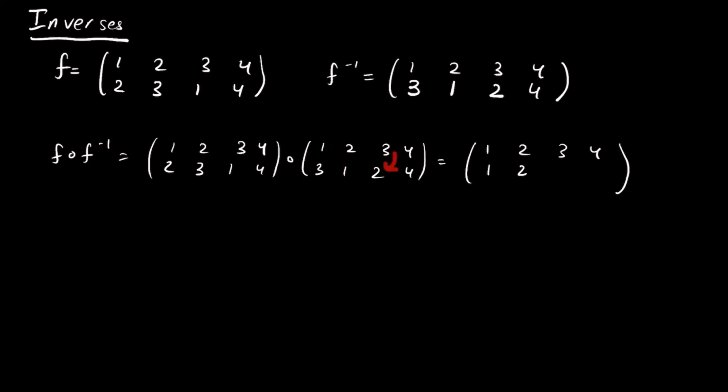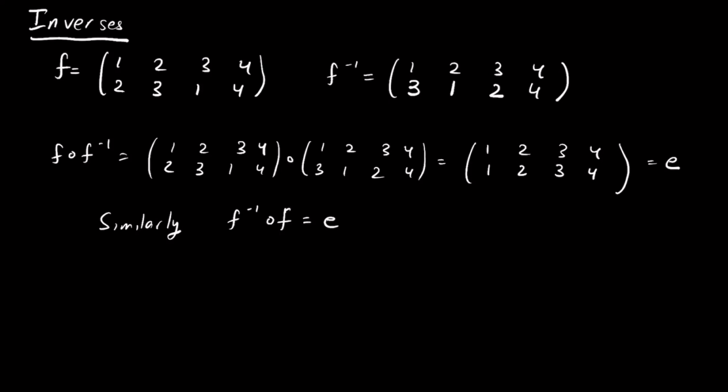f inverse sends 3 to 2, and then f sends 2 back down to 3. So I end up sending 3 to 3. And then finally, I end up sending 4 back down to 4. So I get the identity. And I could say similarly, f inverse composed with f is also equal to my identity.